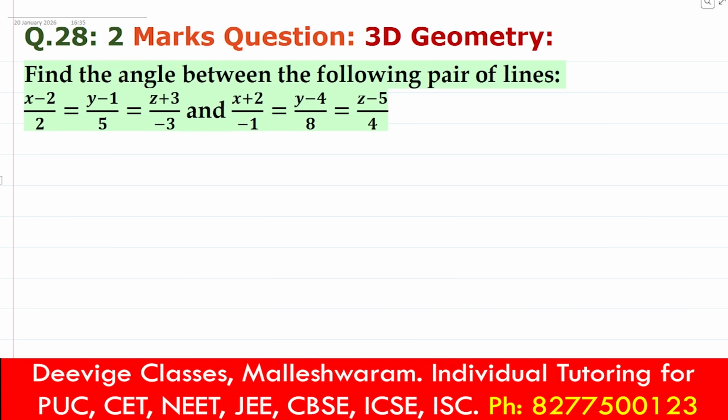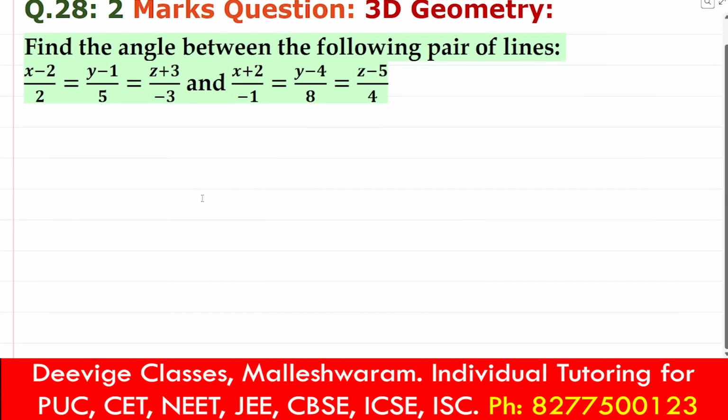Find the angle between the following pair of lines. (x minus 2)/2 = (y minus 1)/5 = (z plus 3)/(minus 3), and (x plus 2)/(minus 1) = (y minus 4)/8 = (z minus 5)/4. Same thing, we have to find the angle between two lines, but here the equations are in the Cartesian form. In the last question, the equations were in vector form.